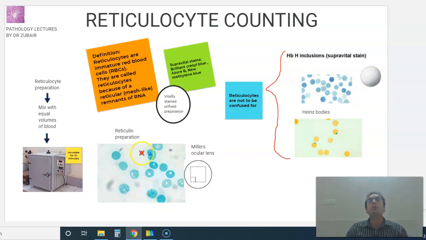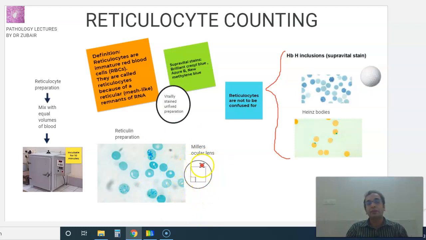So how will you count them? You have to count under oil immersion, and you will have to count at least 1000 RBCs. To count 1000 RBCs is quite a difficult task, isn't it? So we can make a rough estimate. We can count the number of RBCs in one field and make an estimate. Let's say in one field I get around 100 RBCs, then I count 10 oil immersion fields to make up 1000 RBCs. That is one way to do it.